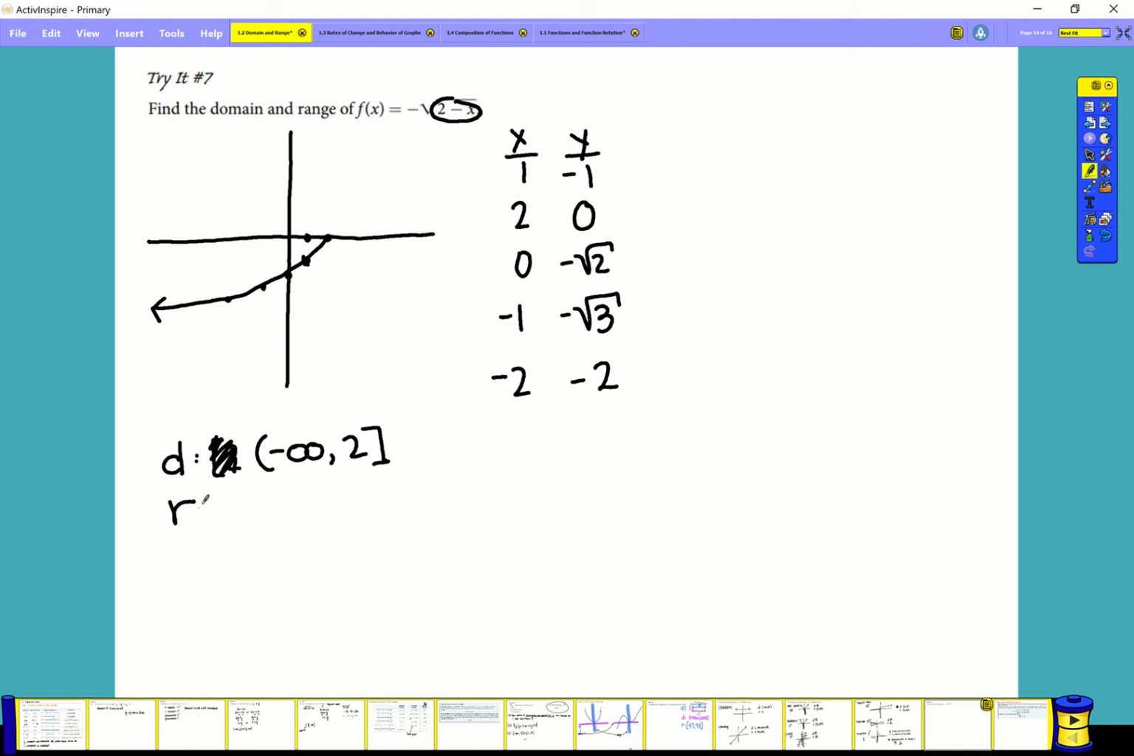Now my range. Notice that my y can equal 0 right here. I have no positive y values. So my range is going to be negative infinity to 0.